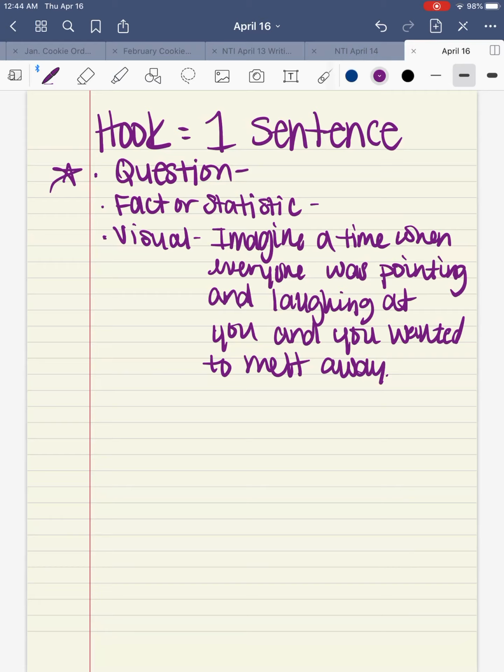Now I've given you an example. You cannot use mine. You can't do it. Don't do it. So it's got to be about yours, your story. You can even add something in there. I could have said, imagine everyone pointing and laughing at you because your pants were on the floor. So yeah. All right. This is what you're going to do.